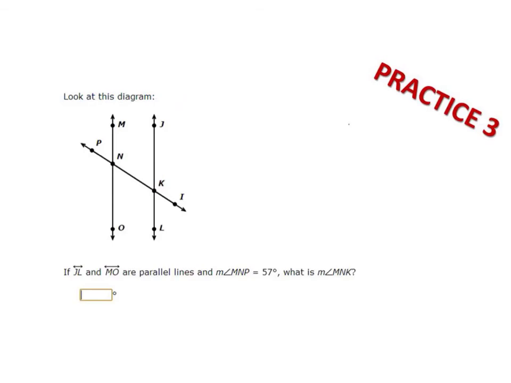Practice 3. If lines JL and MO are parallel lines and the measurement of angle MNP equals 57 degrees, what is the measurement of angle MNK? The first thing you should always do is find out which angle you're looking at. Angle MNP is right there. You need to find the other angle and figure what its measurement is.